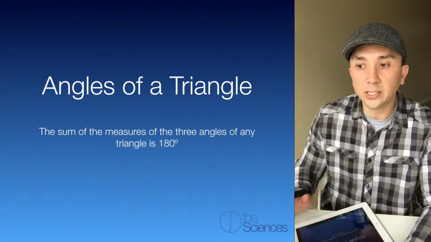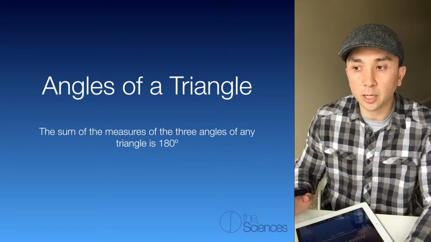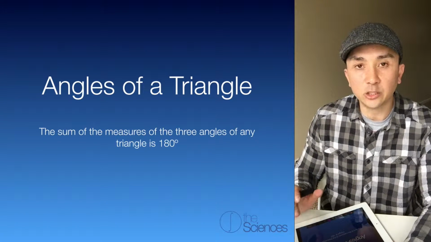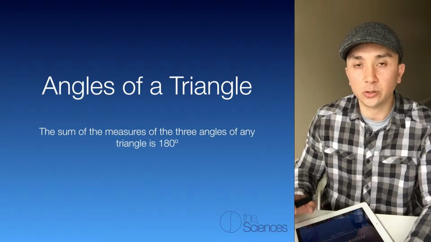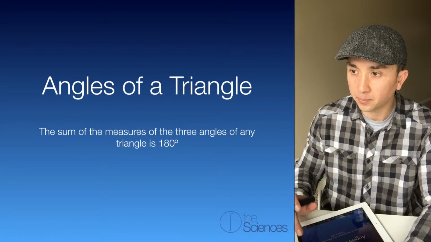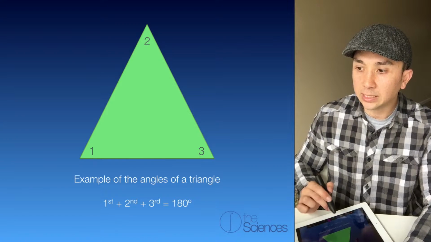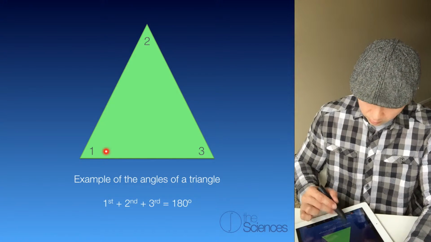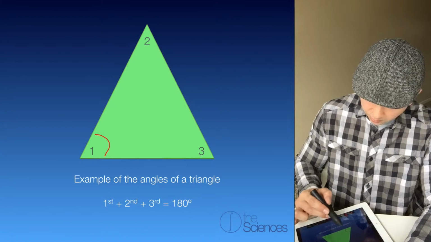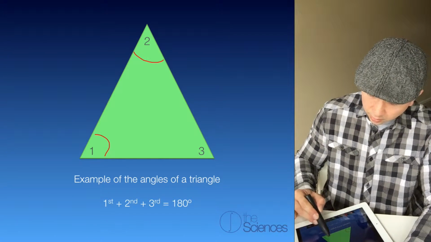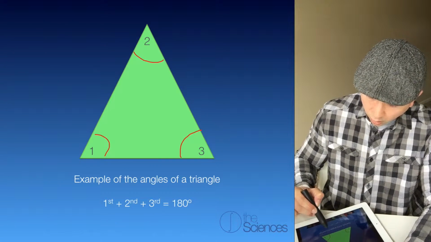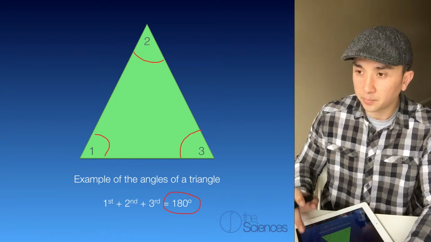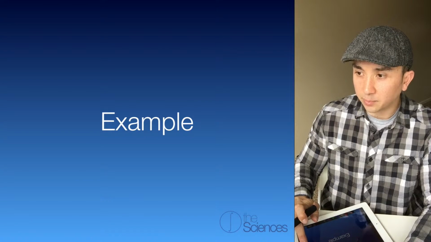Now for the angles of a triangle, the sum of the measures of the 3 angles of any triangle is 180 degrees. So here's an example of a triangle. This angle plus this angle plus the third angle all add up to 180 degrees. So let's do an example.